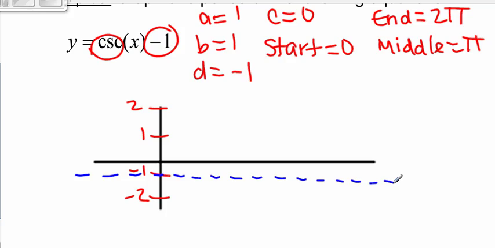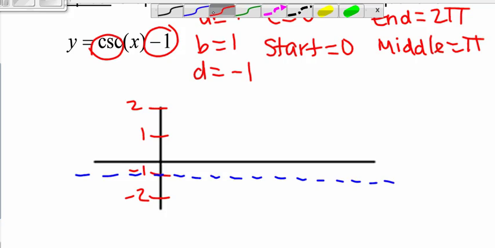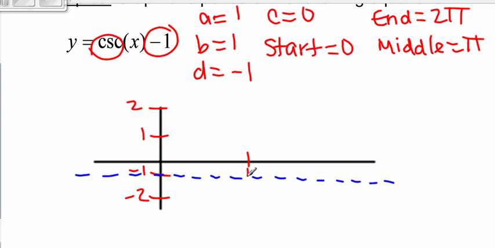So from there, I'm going to be plotting the rest of my points. So I said my start was at 0, and then I have pi in the middle and 2 pi at the end. And in between, we got pi over 2 and 3 pi over 2. Now remember, if you want to get those values, you can divide 2 pi by 4 and it'll give you pi over 2 in all your intervals.